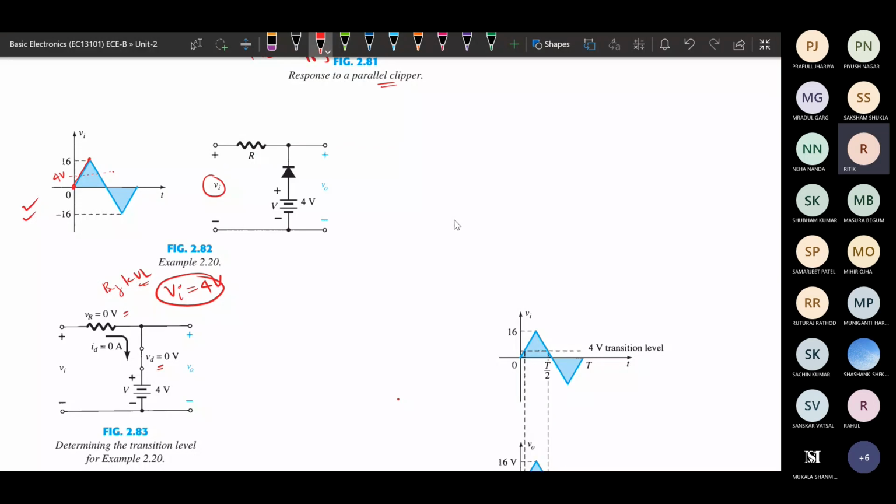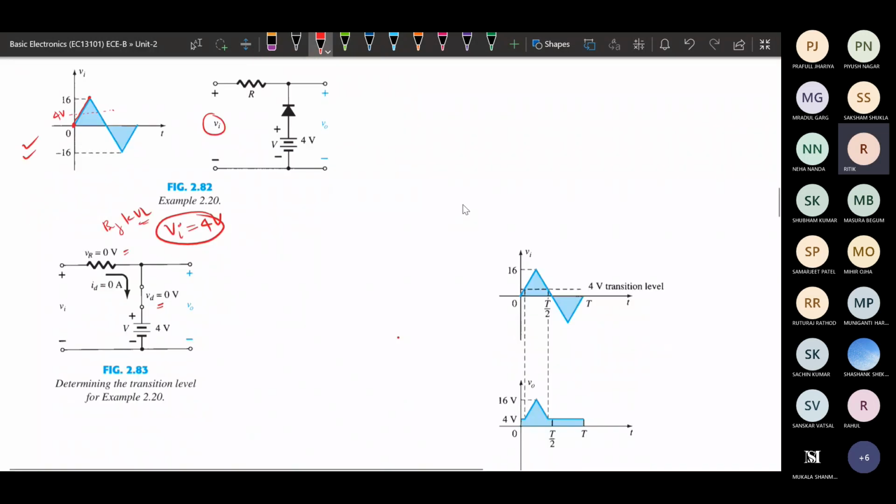So when we are applying the voltage from 0 to 4 volt, this diode will be on because it is constantly connected with a 4 volt DC voltage. This 4 volt DC voltage will be turning this diode on. Once this diode is on, it will be short circuited, and the output will be directly connected to 4 volt. So from 0 to 4 volt, we will be getting a constant output voltage of 4 volt.